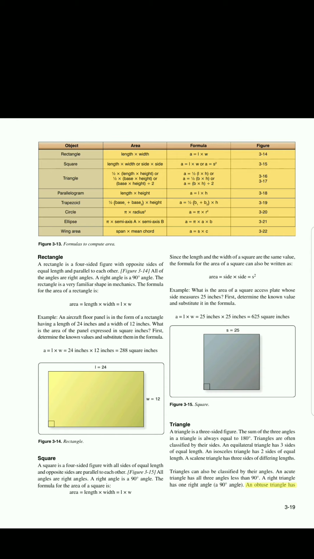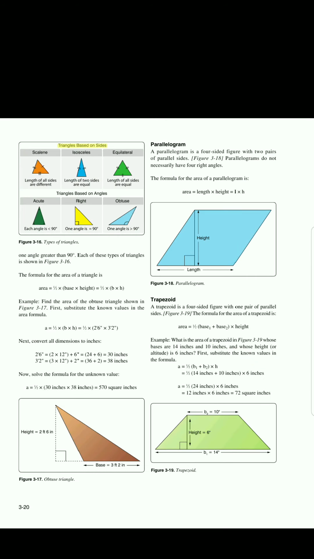An obtuse triangle has one angle greater than 90 degrees. Figure 3-16. Triangles based on sides: scalene, isosceles, equilateral. Length of all sides are different. Length of two sides are equal. Length of all sides are equal. Triangles based on angles: acute, right, obtuse. Each angle is less than 90 degrees. One angle equals 90 degrees. One angle is greater than 90 degrees. Figure 3-16. Types of triangles. Each of these types of triangles is shown in figure 3-16.